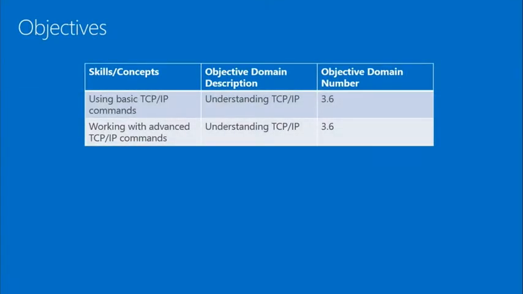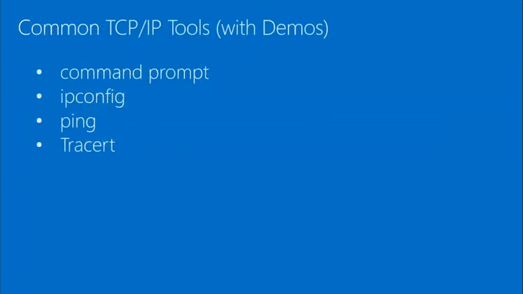There we go. So skills, concepts that we're going to talk about: using basic TCP/IP commands and working with advanced TCP/IP commands. So basically we've talked about TCP/IP and how it is a protocol used for internet communication. As you set up TCP/IP, it's helpful to have tools to verify connectivity, to troubleshoot connectivity, to verify routes, which we can talk about. And these are some of the tools that we're going to talk about: the command prompt, ipconfig, ping, and traceroute.